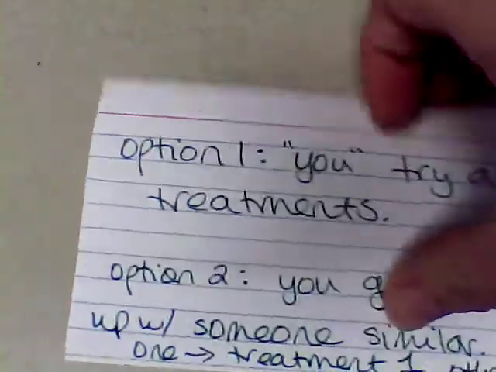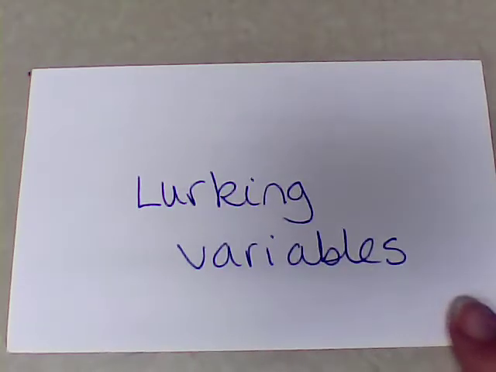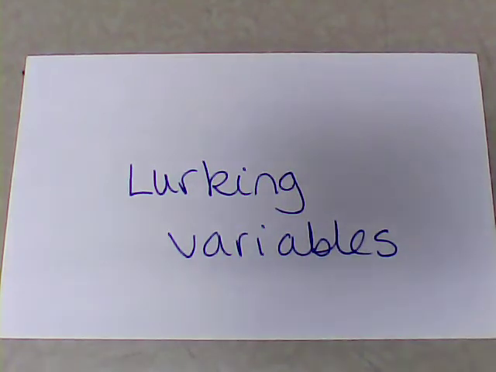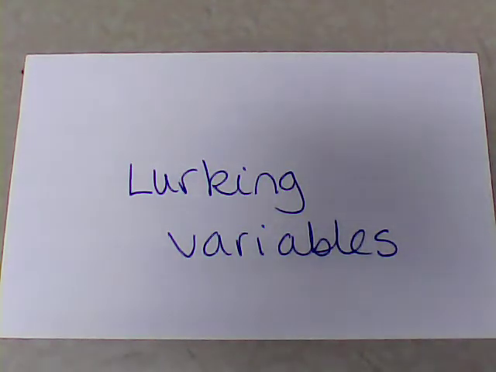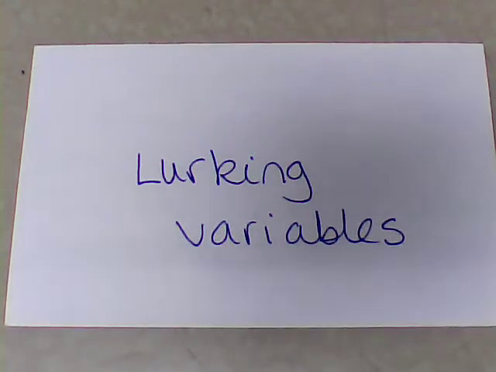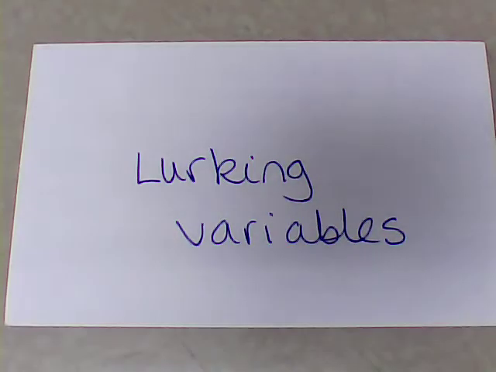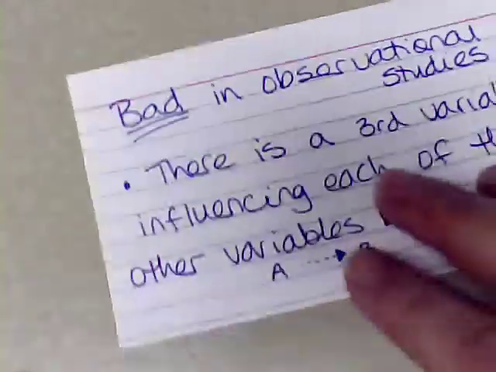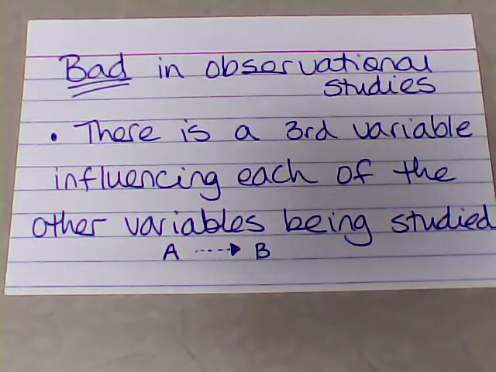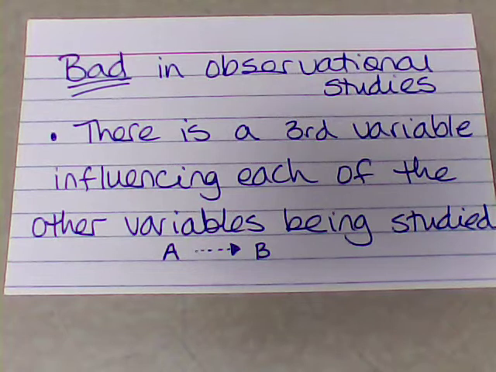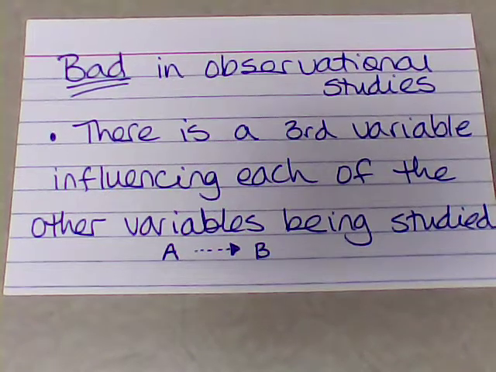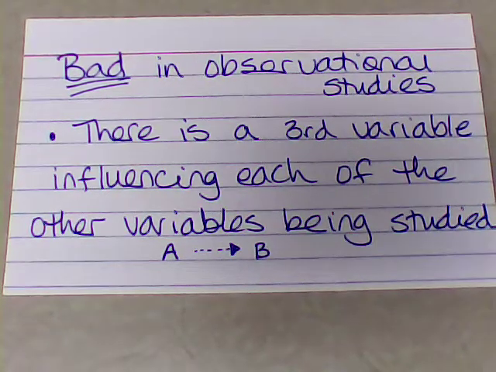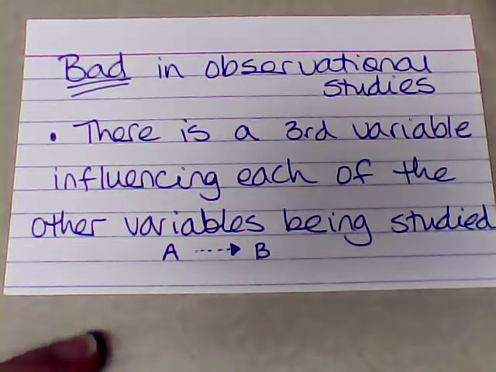The last 2 things of chapter 13 are what can go bad in experiments and observational studies. So bias is bad when we did sampling. There's also bad things that can happen in observational studies. So lurking variables are present in observational studies. So again, they're bad. Lurking variables are not good. I kind of think of them as lurking in the shadows. So basically, there's some third variable that's influencing each of the other variables being studied, and you no longer know.